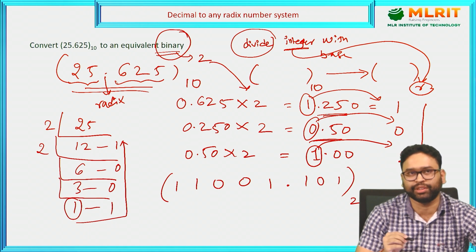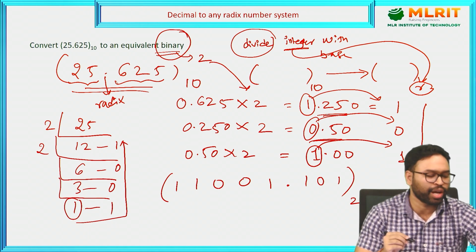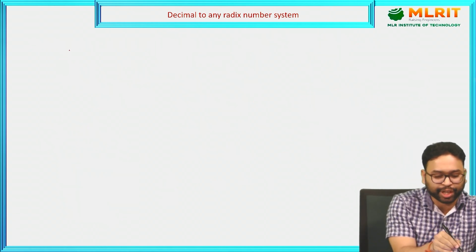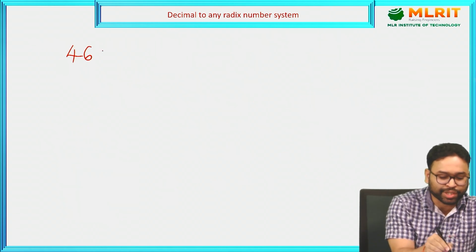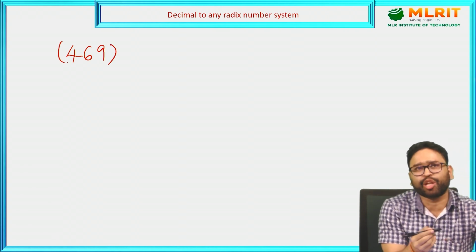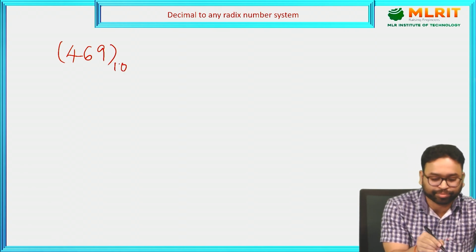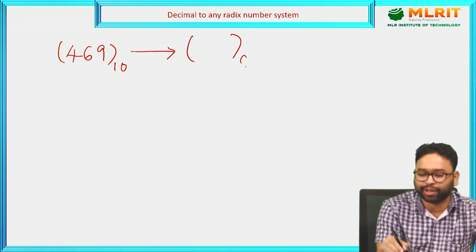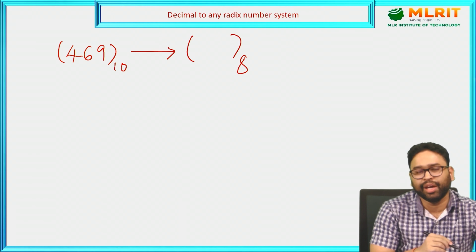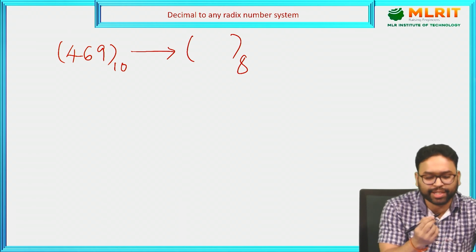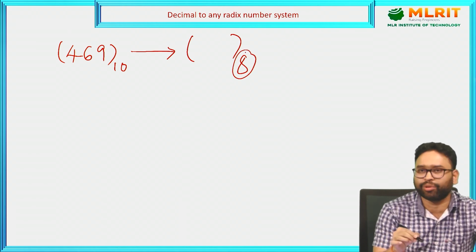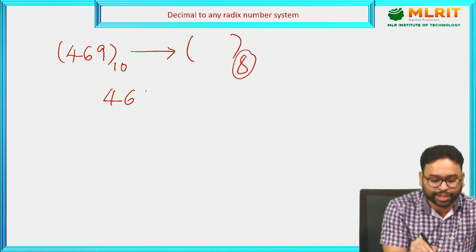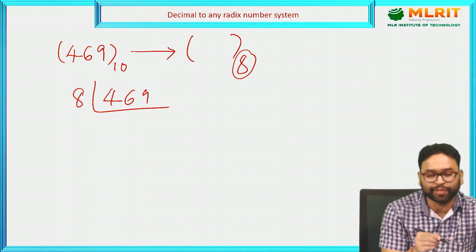Now this is just decimal to binary. Let's look into another example. Let's consider a number randomly, for example 469, in number system 10. Given the number system is 10, now we are trying to convert that into the equivalent octal number system. In that case you are supposed to divide this integer part by 8 only, that's what exactly we discussed just now, right? Consider the 469 and divide with 8.